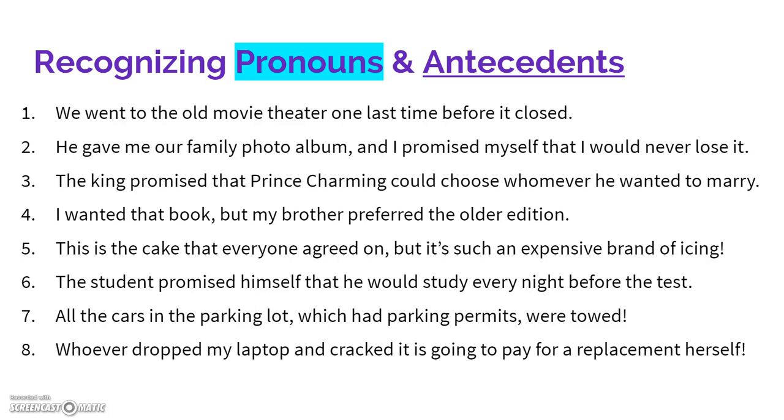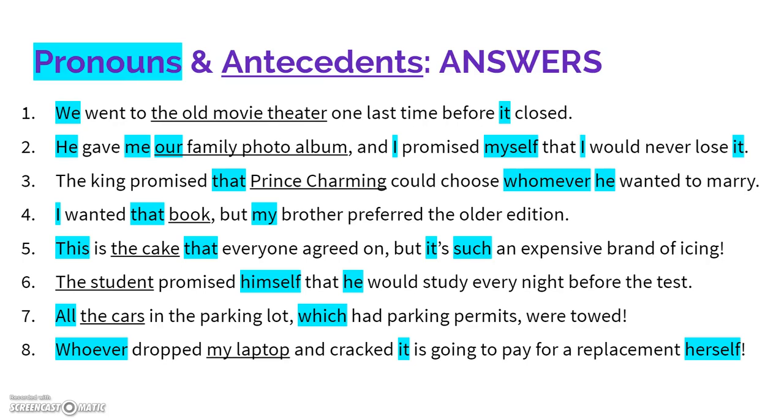Let's practice recognizing some of those pronouns and antecedents in real sentences. Take a moment to pause the video if needed, and in a moment I will give you the answers. Are you ready? Let's do this. So all the pronouns are highlighted in blue, and when appropriate, I have the antecedents underlined. So we, pronoun, went where? To the old movie theater before it closed. Now, in this case, the pronoun it is referring back to the old movie theater.